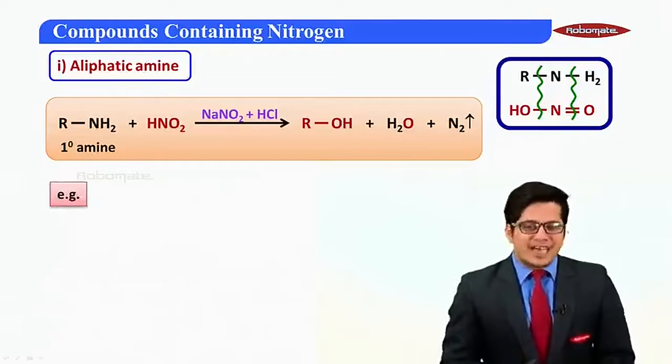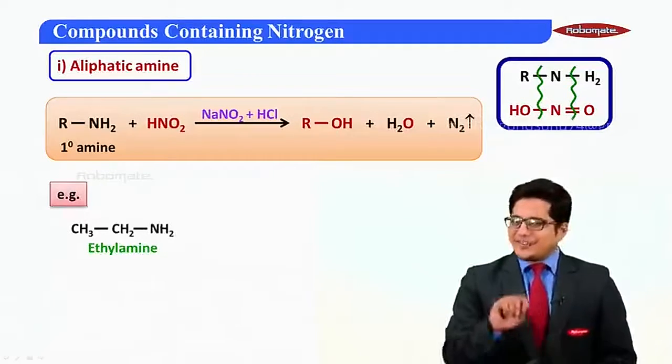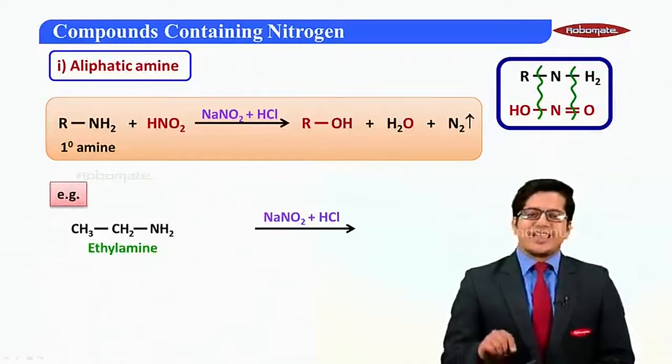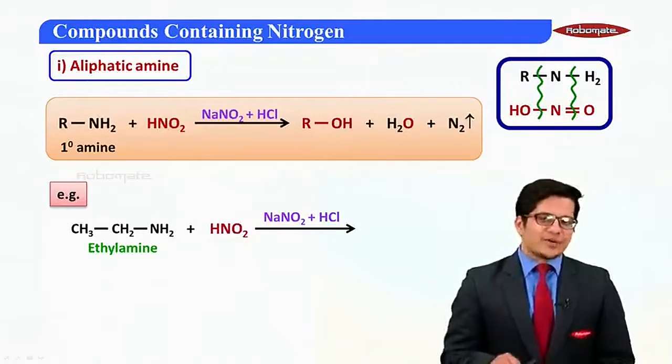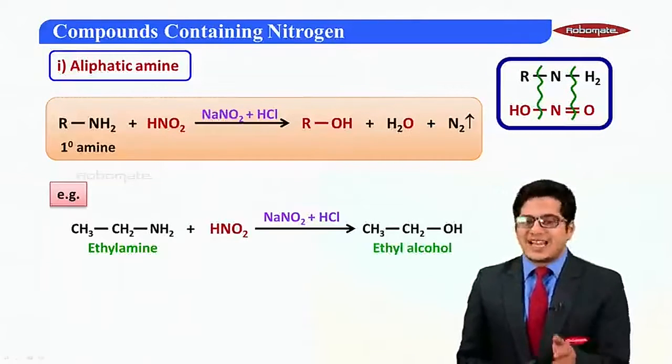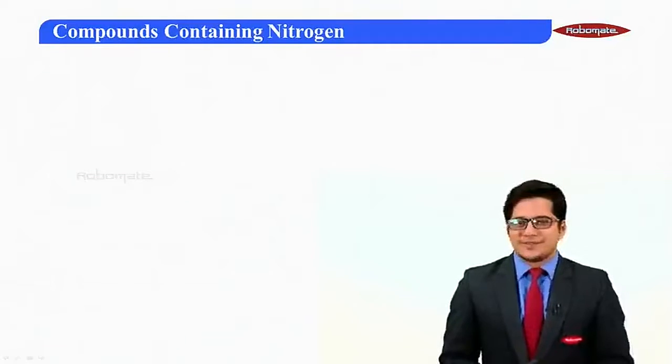Further, let's now understand with the help of an example. We take ethylamine and treat it with NaNO2 and HCl, that is HNO2. Now what would happen? We get ethyl alcohol. Along with this, we get water and nitrogen.